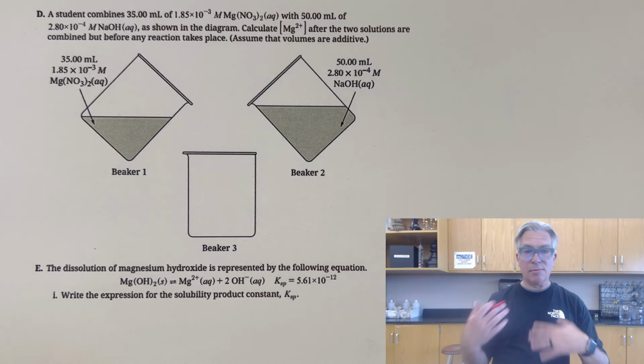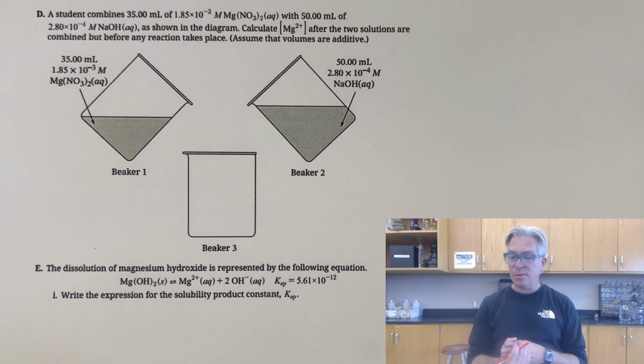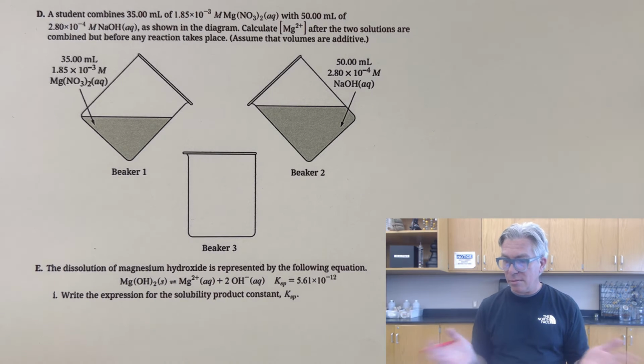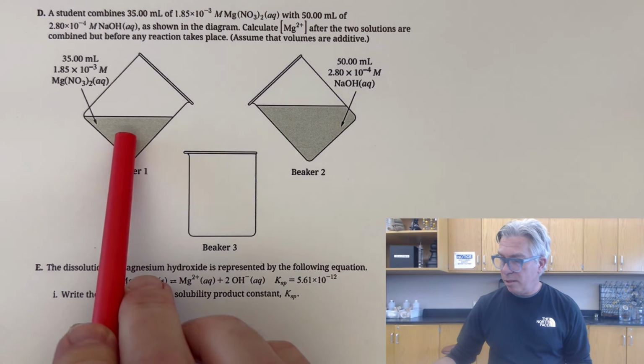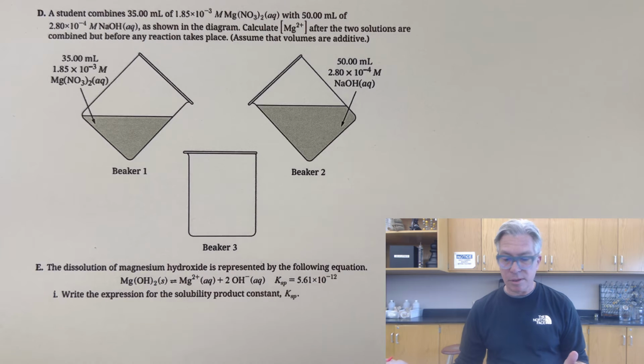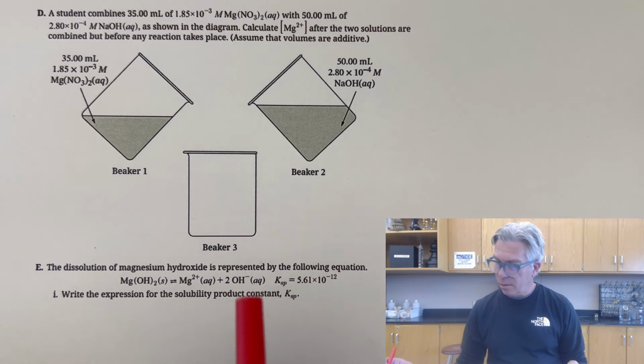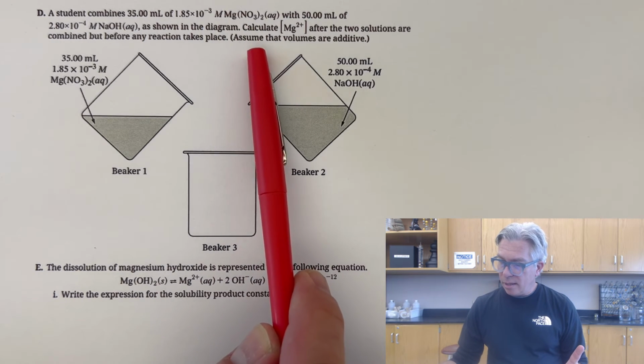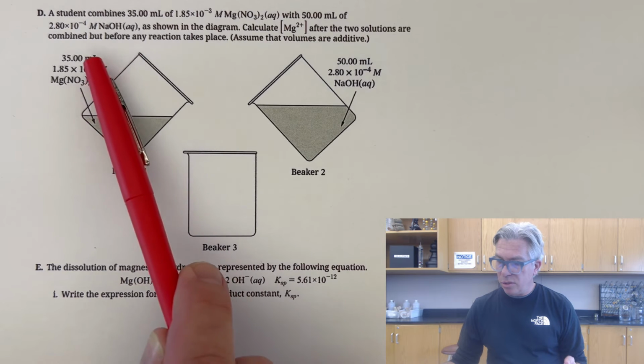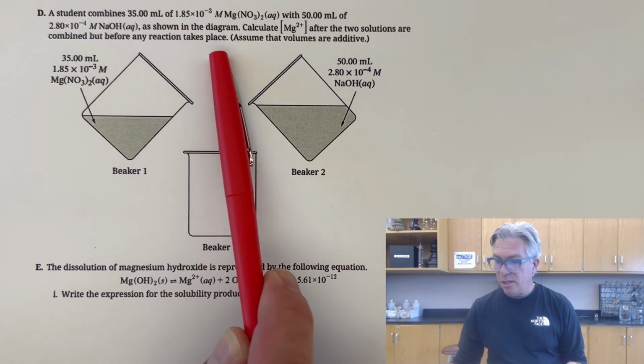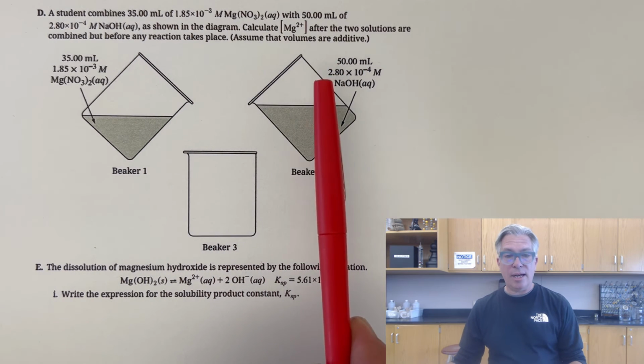Okay, now we're kind of moving through a sequence of things. They like to do this. Now we're going to take solution A and solution B and dump them together. So we've got beaker 1, beaker 2, and here's beaker 3 where they're both going to go. Okay, we need to calculate the magnesium after the two solutions are combined, but before any reaction takes place. Assume the volumes are additive.